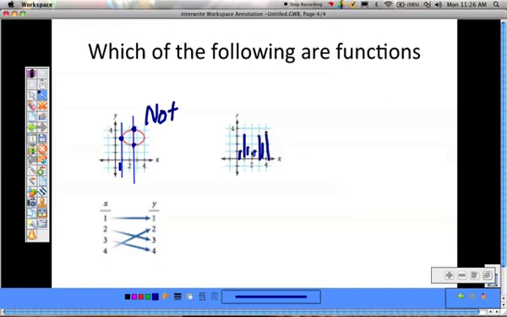Yep, it looks like this is a function because there's only one dot per x value. Here, when I plug in a 1, I get a 1. When I plug in a 2, I get a 3. When I plug in a 3, I get a 4. When I plug in a 4, I get a 2. This is a function. It would not be a function if I plugged in a 1 and got two different answers. That would not be a function.